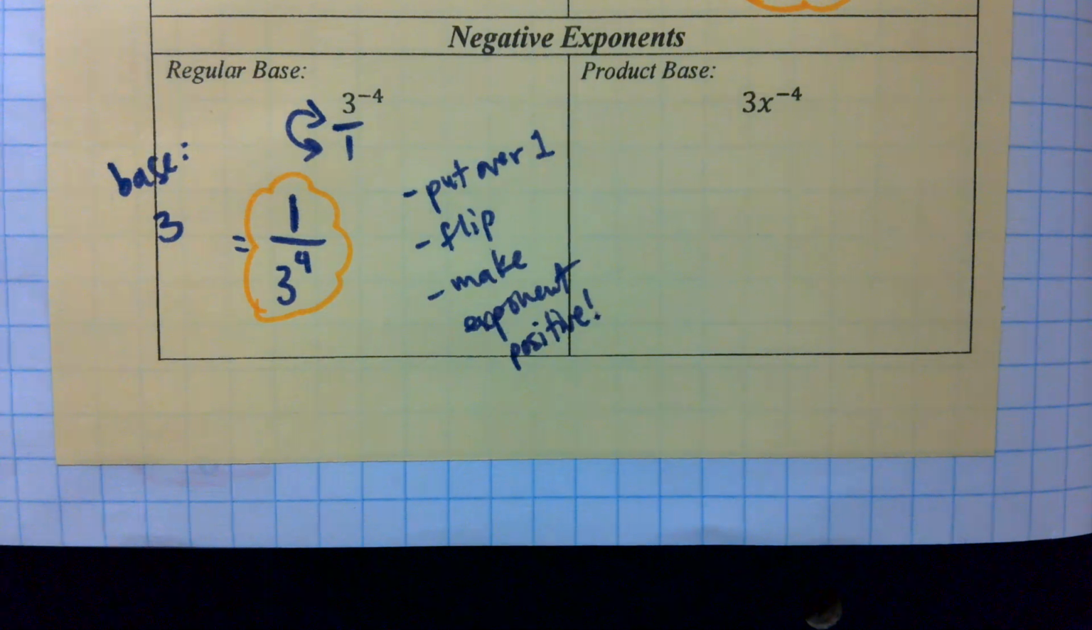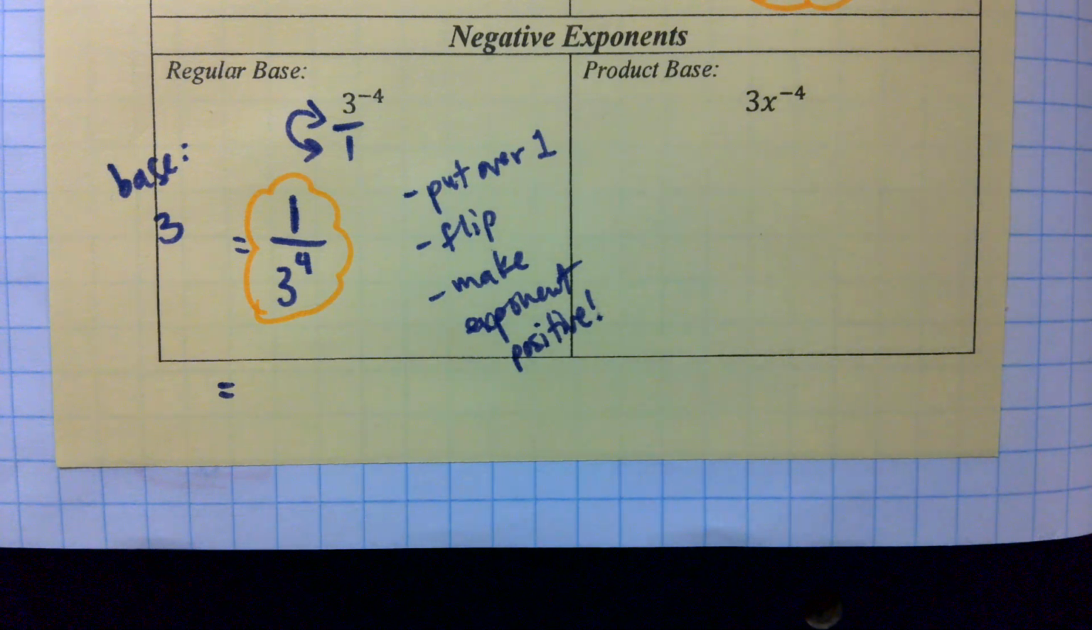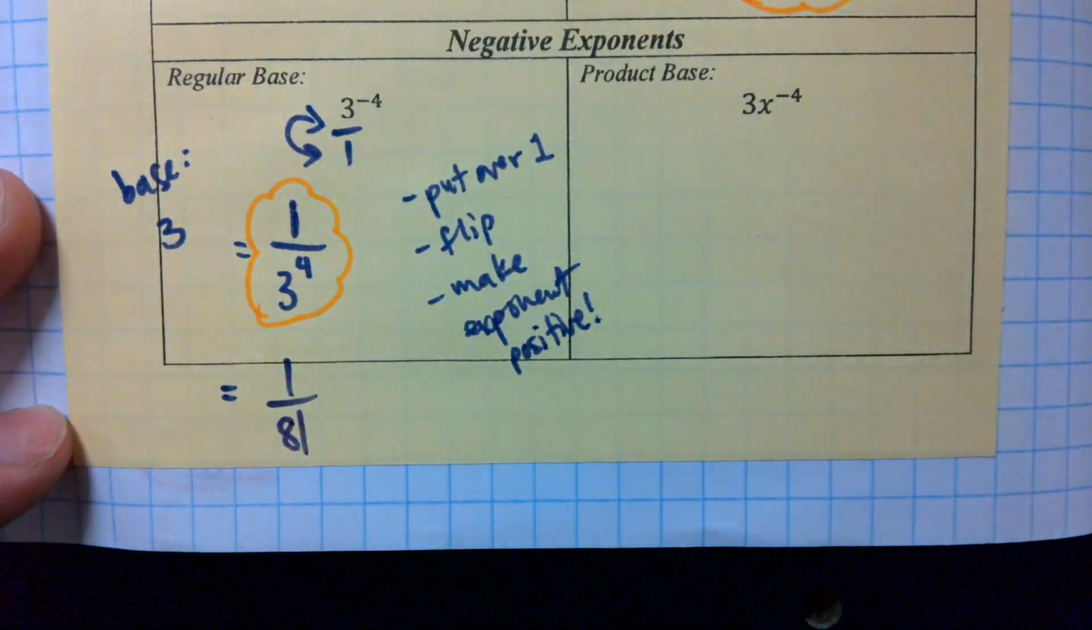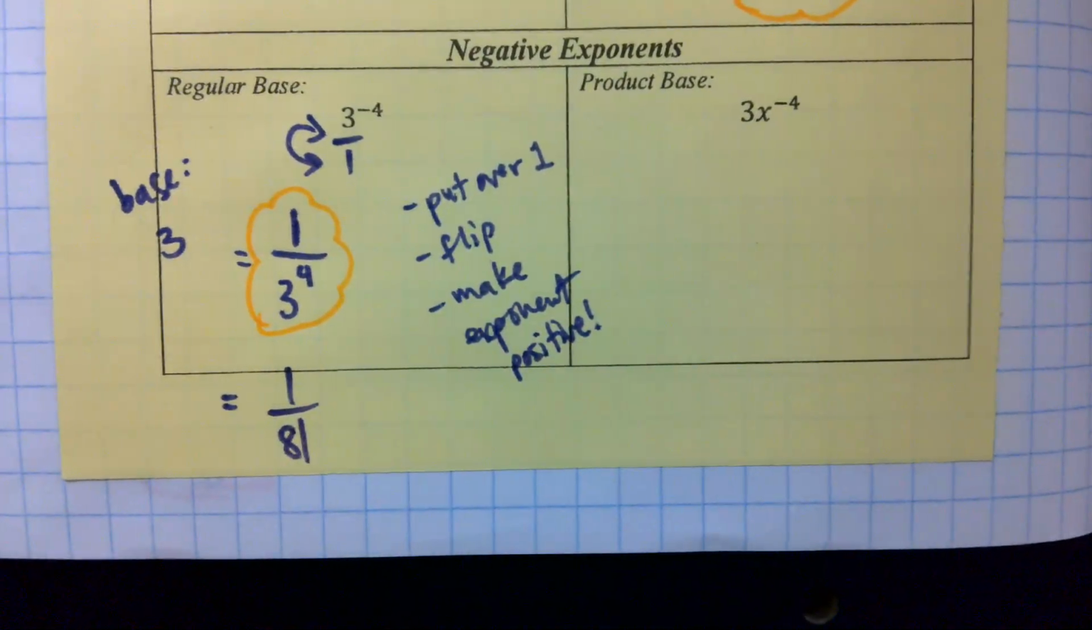We could even simplify this, right? What's 3 to the 4th power? 81. 3 times 3, 9. 9 times 9, 81. I'm going to leave it as 1 over 3 to the 4th because it's going to mirror what we're doing in the second one.